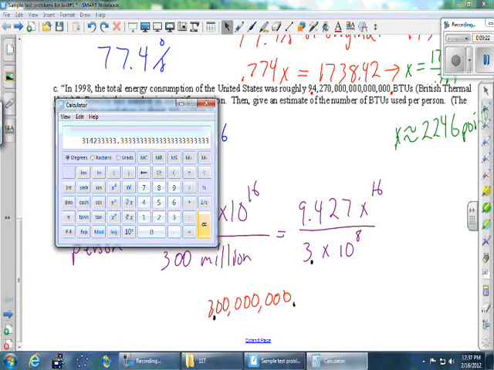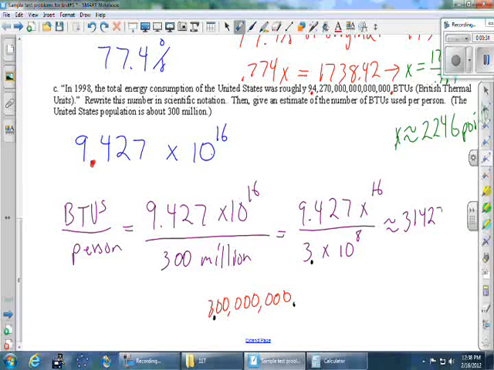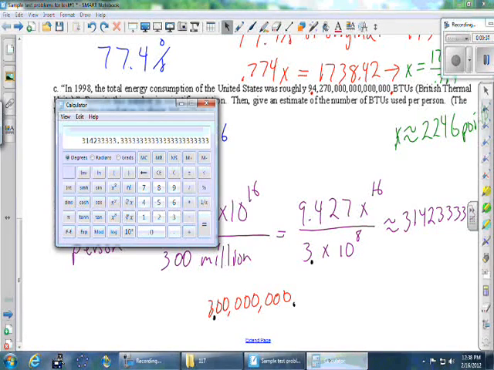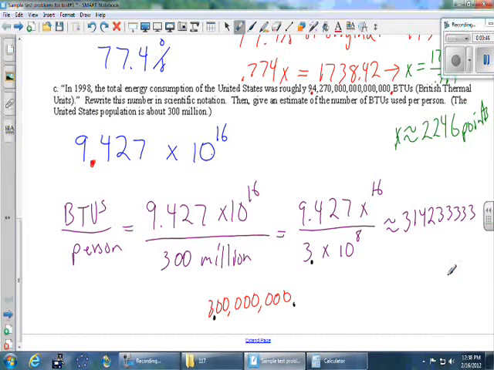So we've got, how many 3's here? 5 3's. So this is roughly equal to 314233333. Let's make sure we copy that right. I think that's okay. It says give an estimate. Here's our estimate. I have a hard time looking at this number without commas, so we'll put commas every 3, and it looks like about 314 million.